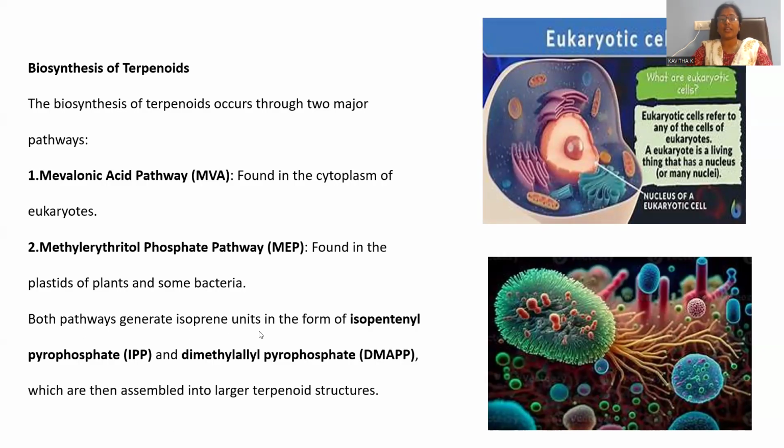Both pathways generate the isoprene units in the form of isopentenyl pyrophosphate, IPP. Isopentenyl pyrophosphate will be generated. In addition, dimethylallyl pyrophosphate is also generated. Later on, they get transformed into isoprene units, and so many larger terpenoids are also manufactured from these materials. This is the way biosynthesis of terpenoids is carried out. One is the mevalonic acid pathway, and the second is the methyl erythritol phosphate pathway.